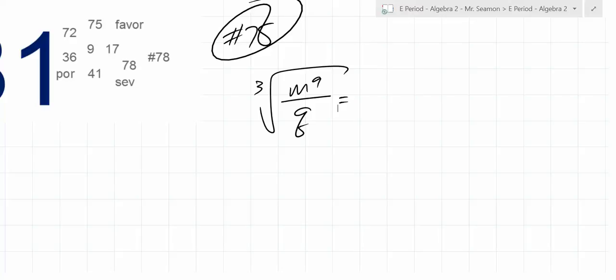First of all, cube root is what power? So you could make this m to the what power on top? Which is what? Okay, hold on one sec.